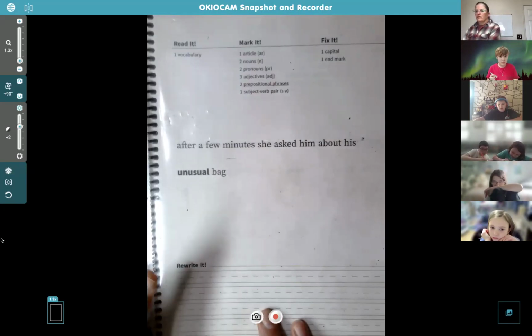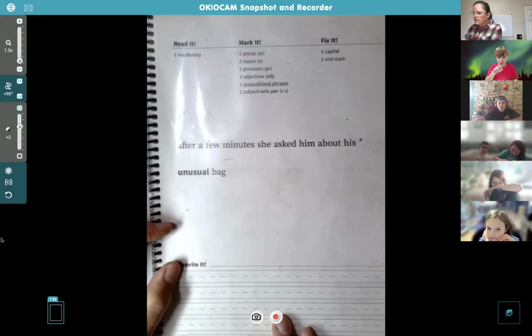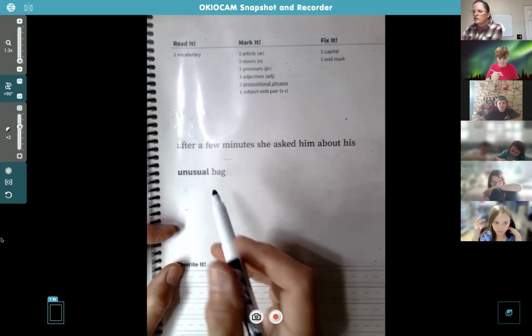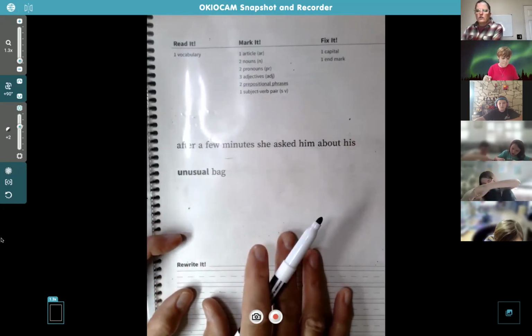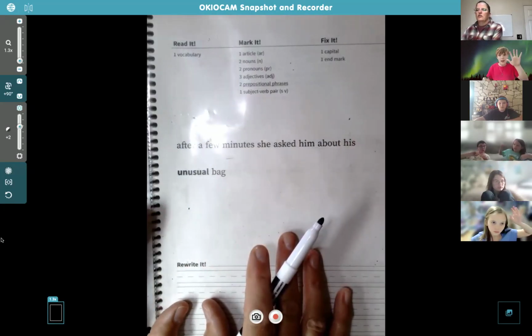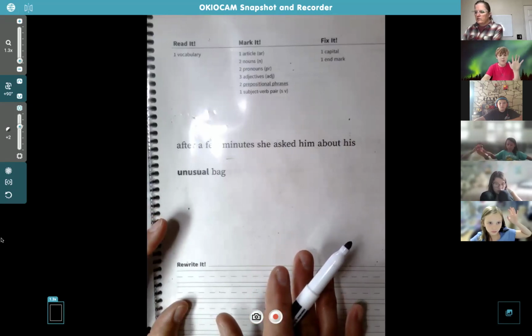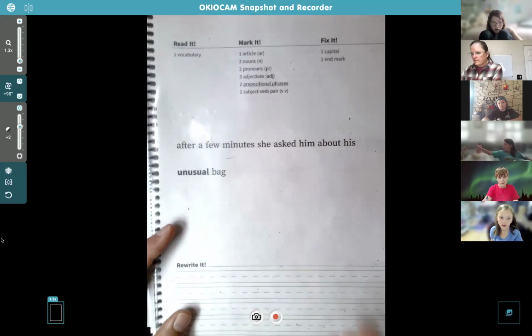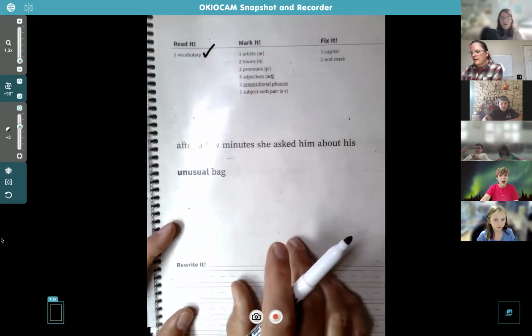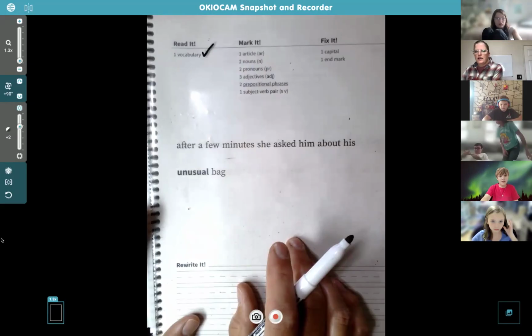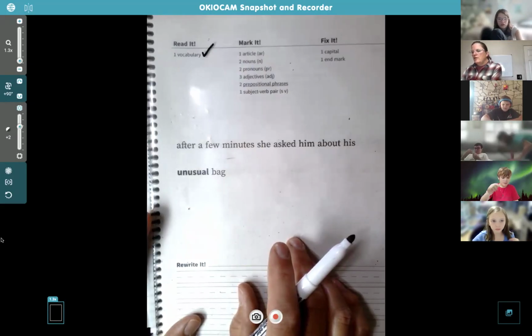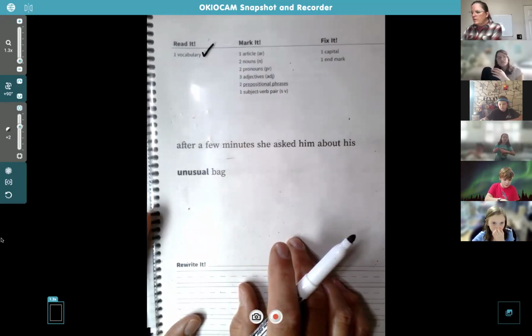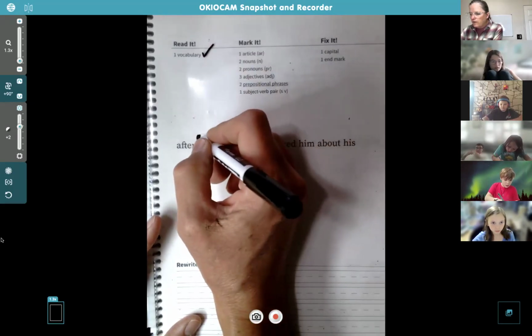After a few minutes, she asked him about his unusual bag. Nice. Okay, unusual. What does that mean? Something that's unusual. Allison? Like not normal or strange. Very good. I like how you said that. Not normal or strange. Uncommon. Yeah, uncommon. And then Sydney, let's find the article. We know that one. That's easy.